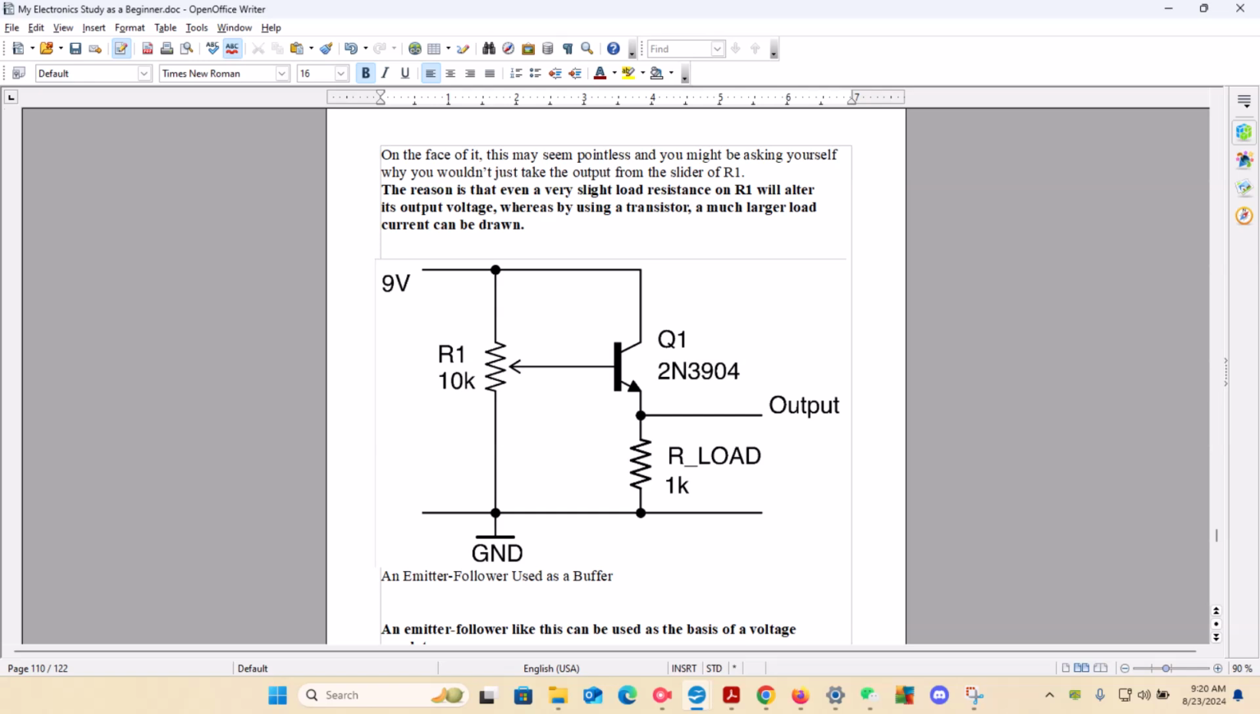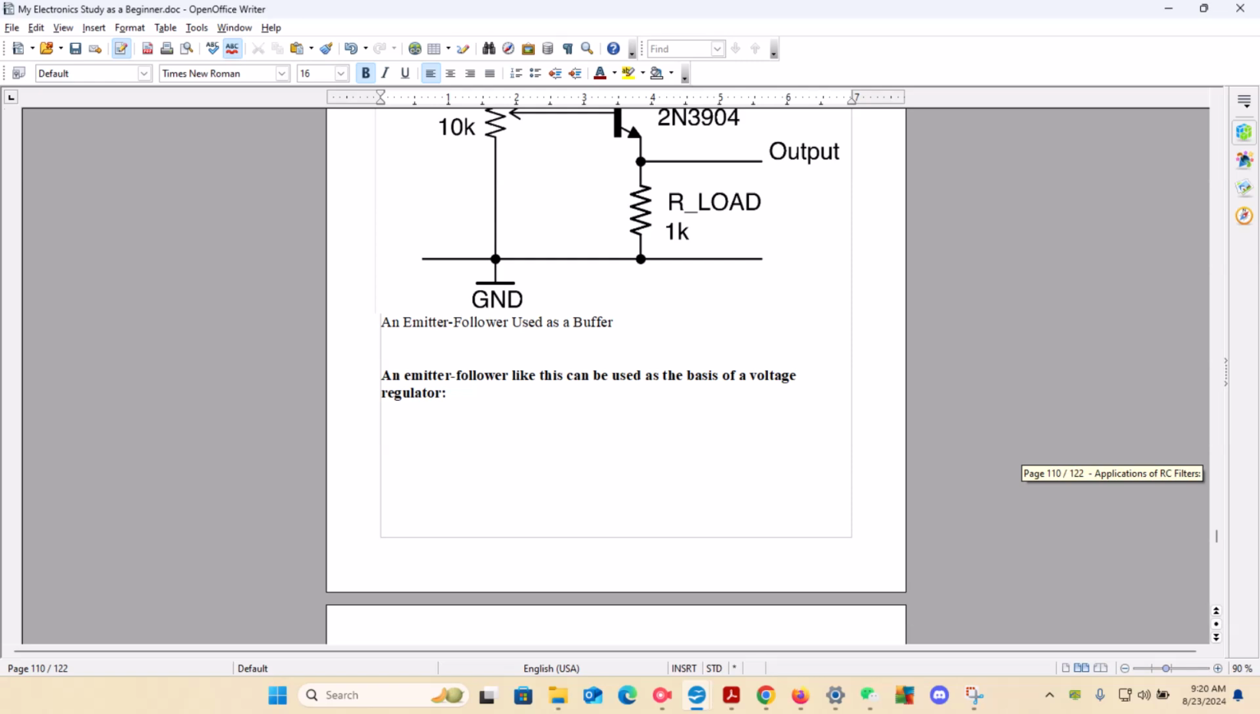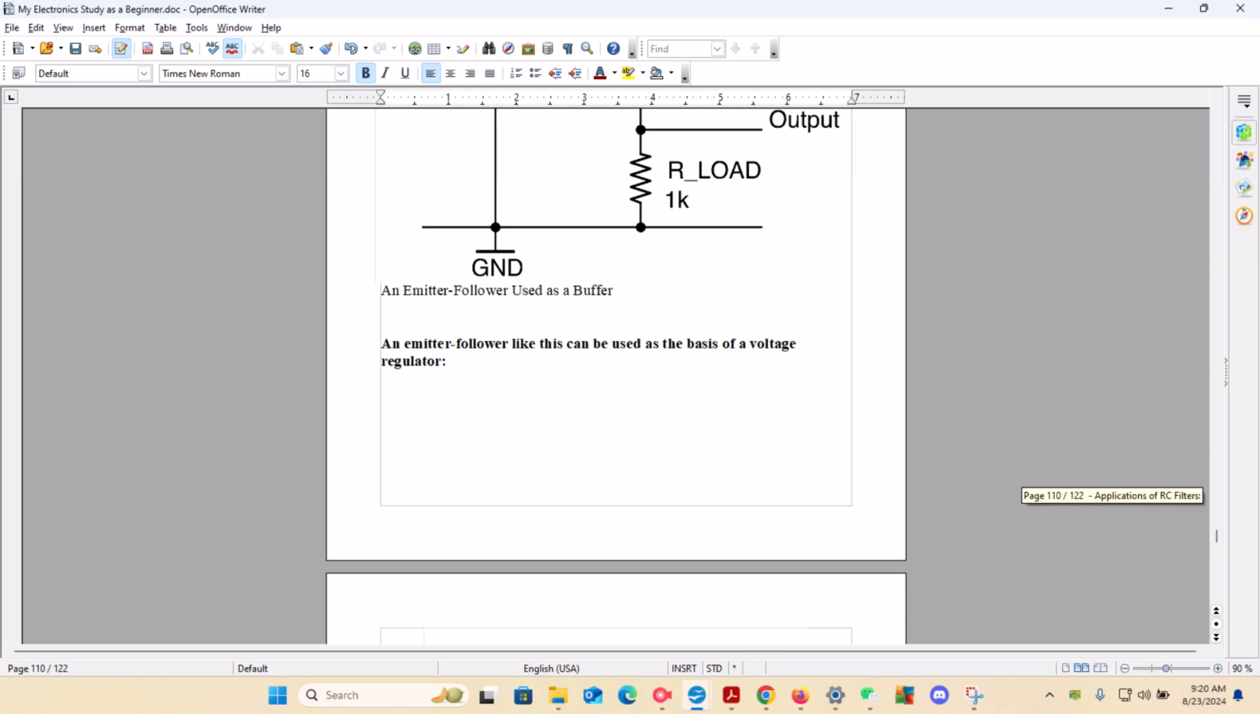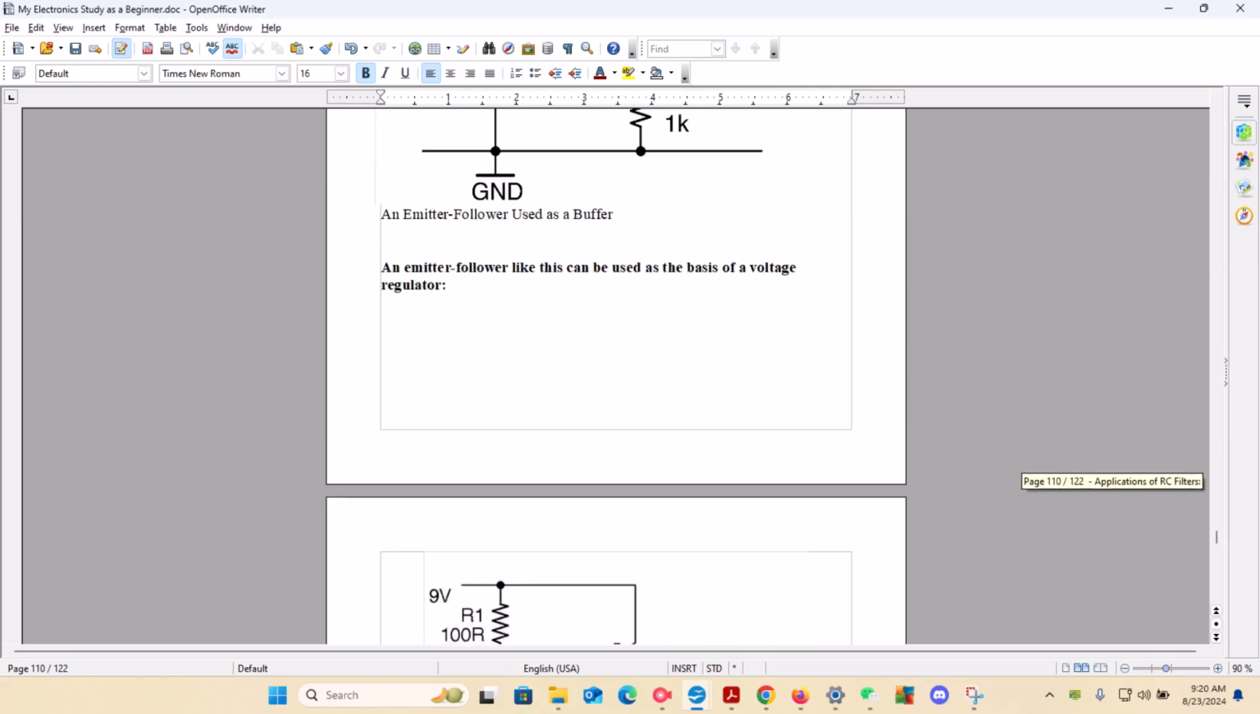And from that load, this node at the end of the resistance will go also directly to ground. Now remember that an emitter follower like this can be used as the basis of a voltage regulator, and I'll give you an example here.